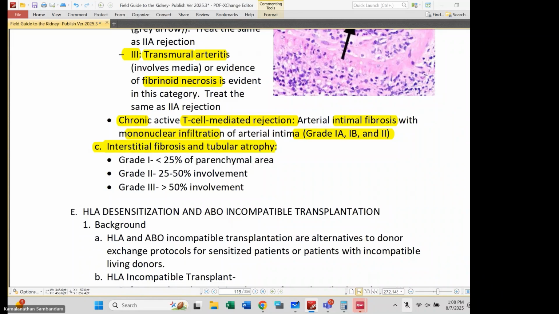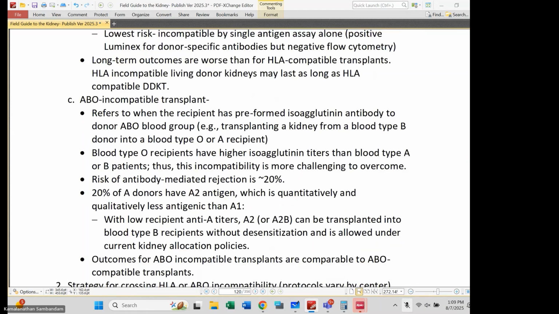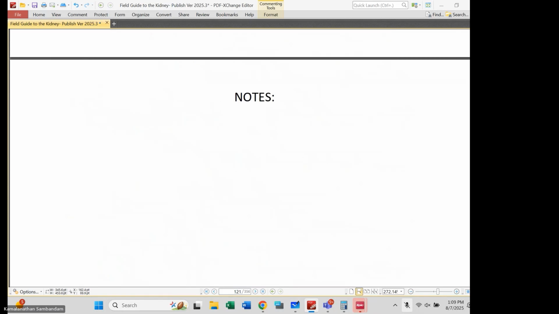We also grade IFTA. I don't have this memorized. It's mild, moderate, and severe. That helps you determine what is the long-term consequence of this allograft injury. Questions about rejection? Right. Let's end it there then.